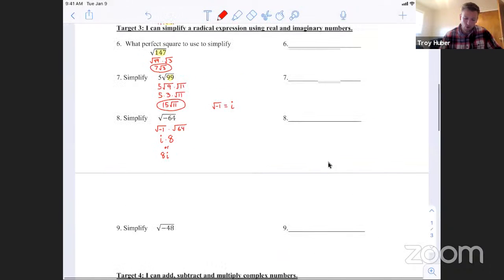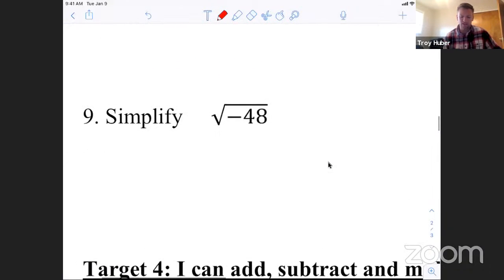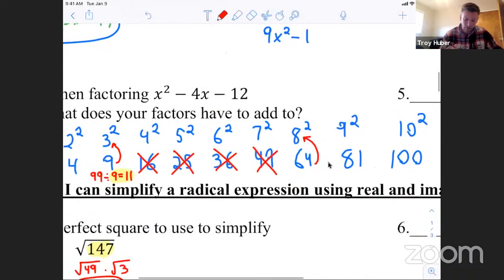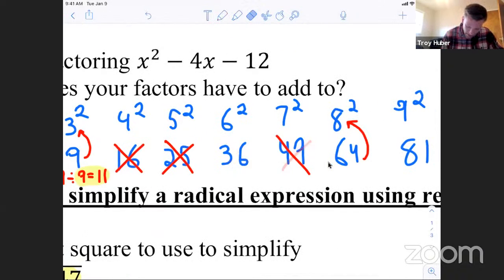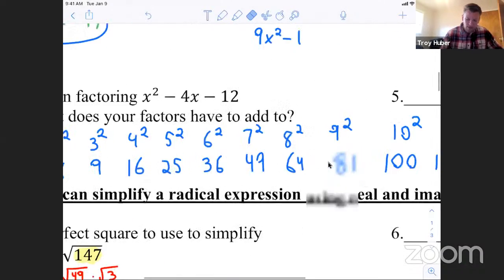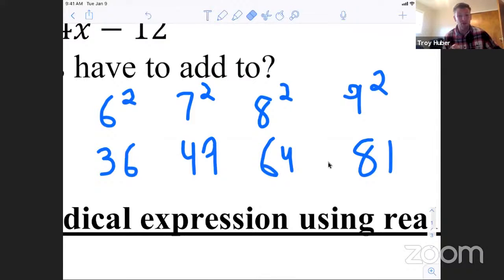All right, I think we have one more in target 3. So this one is the square root of negative 48. Again, let's take out that negative right away. So I'm going to say square root of negative 1 times the square root of now positive 48. Now 48, unfortunately, is not one of our perfect squares. So let's go ahead and erase some of these x's. So notice 49 is, we were super close, but nope, that means we have to try to simplify it.